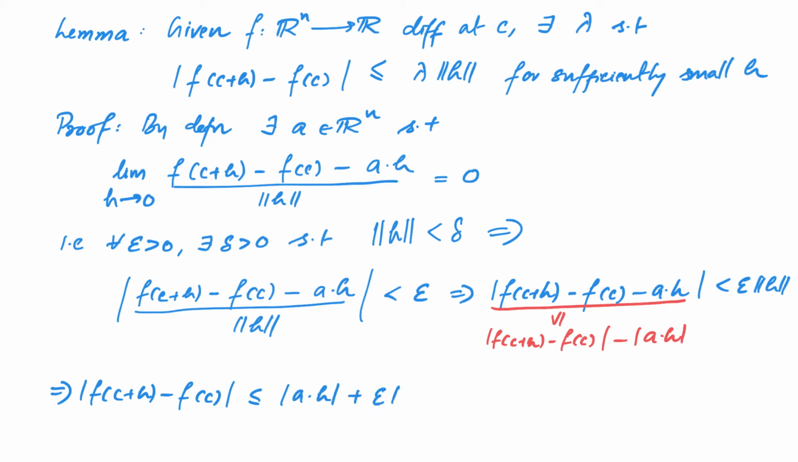Further, by the Cauchy-Schwarz inequality, modulus of a dot h is less than or equal to norm a into norm h. Thus, modulus of f of c plus h minus f of c is less than or equal to norm a plus epsilon times norm h. And as we can take epsilon to be smaller than norm a, we can conclude that modulus of f of c plus h minus f of c is less than or equal to 2 times norm a into norm h. Thus, if lambda is a number greater than 2 times mod a, then we have our required result.